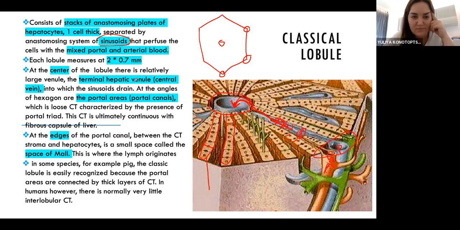Yes, okay. Now, there is something which is called the space of Mall. And the space of Mall is going to be this space right here. So the space of Mall is kind of at the edges of your portal canal. It is between the hepatocytes and this connective tissue, which is outside. So the space of Mall is going to be right here.